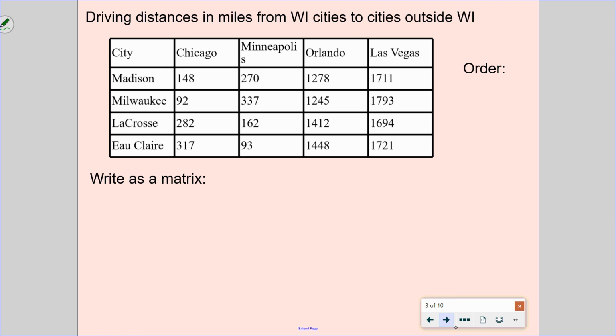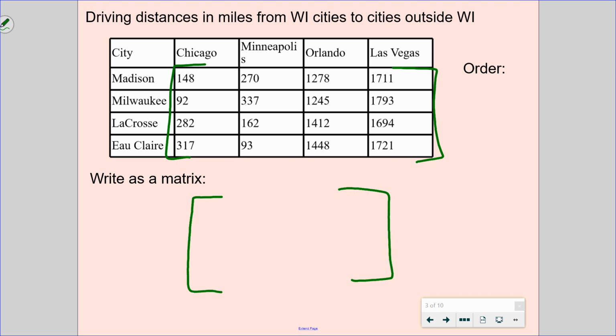I have a different table that has driving distances in miles from Wisconsin cities to cities outside Wisconsin. So if we're trying to write this as a matrix, our goal is to use all of these numbers only and put them into a matrix. Now I like to branch off and separate it from all the labels that we have. And in this spot, I'm going to make my big brackets here. And I know that the very first spot is going to have my 148, my 270, my 1,278, my 1,711.